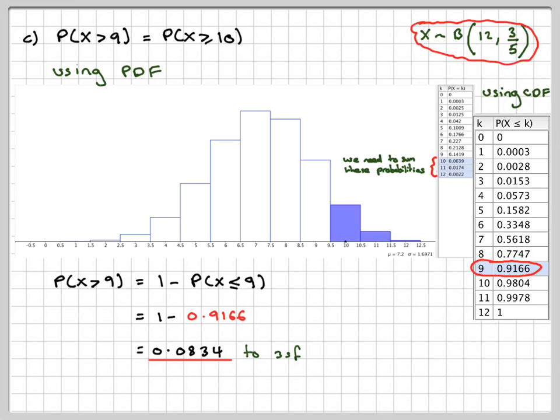Okay, this has been a video to show you how to use the cumulative distribution function to find binomial probabilities. It's a very good tool for getting the CDF tables, cumulative distribution tables, using the GeoGebra app as shown in the video.